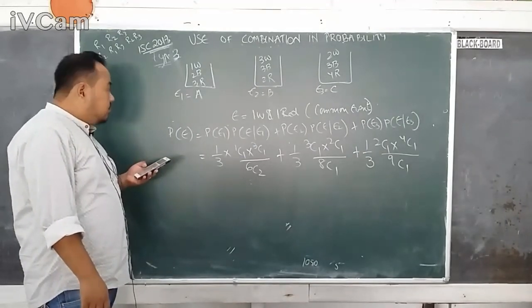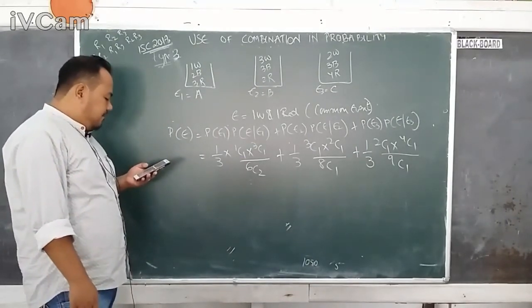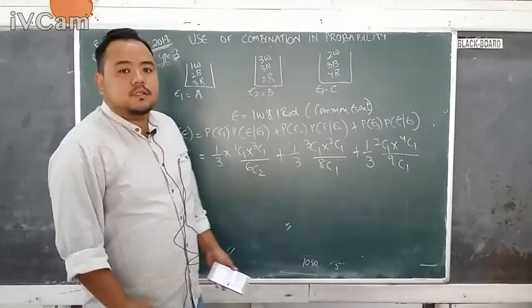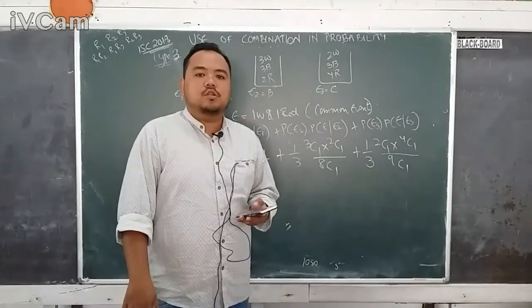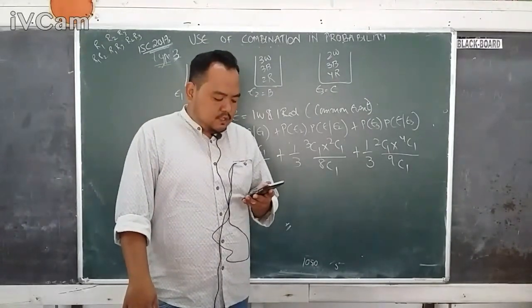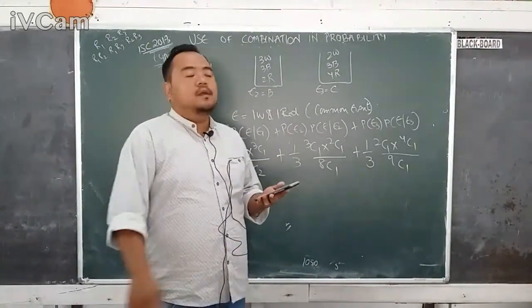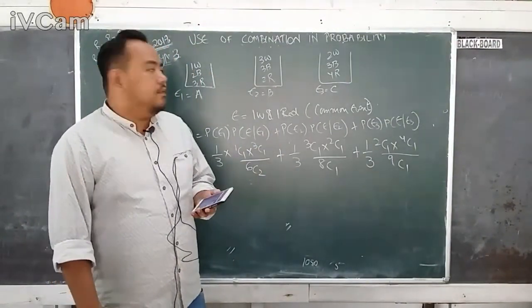So these are the 3 types of questions which you have to practice from this particular topic. The name of the topic is use of combination in probability. I'll be sending you the PDFs as soon as I send you the video of this particular lecture.